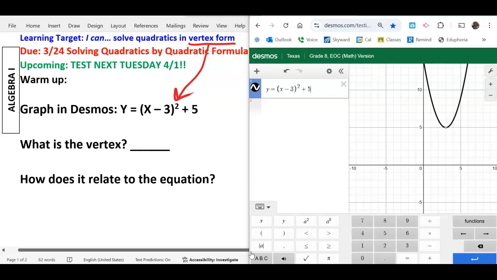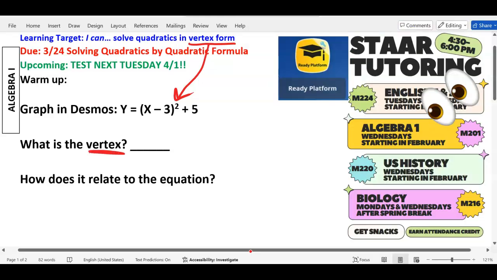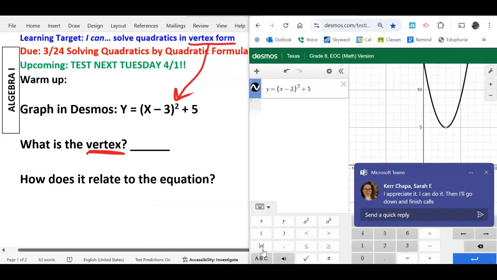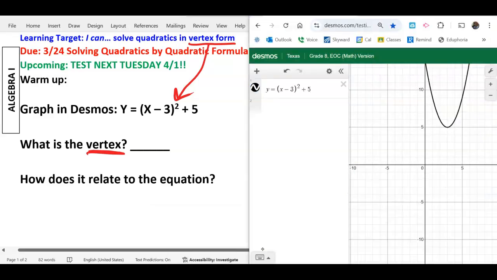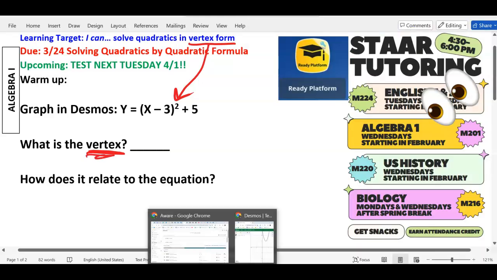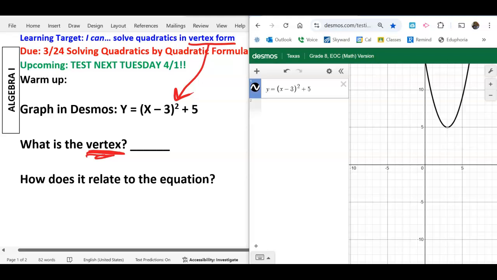Now, notice, it doesn't ask us for the solution. So I know if you're looking at this, you're like, where's the solution? It's not there. And you're right, there is no solution. But it's asking us for the what? The vertex, right? So let's go ahead and look at the vertex. If you click it, it'll tell you exactly what it is, 3, 5, right?